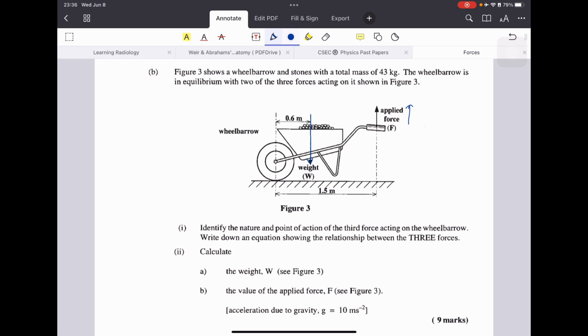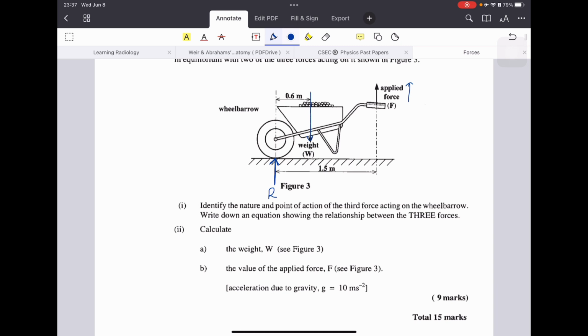So we need to identify the nature and point of action of the third force on the wheelbarrow. So there are 3 forces acting here and they give us 2. The 2 being the applied force and the weight. Well, the third force is going to be at the wheel, right? Because from Newton's third law, the wheel is obviously exerting a force down on the ground, and the ground will be exerting an equal and opposite force on the wheel. So there's a force going up here, right? And we'll call this R, the resultant force. Right, so this is the nature of the force, right?